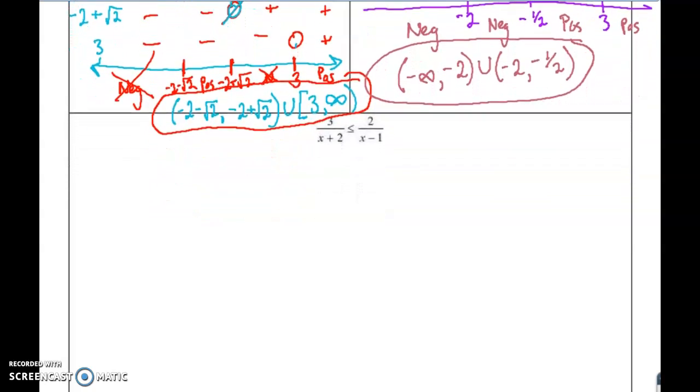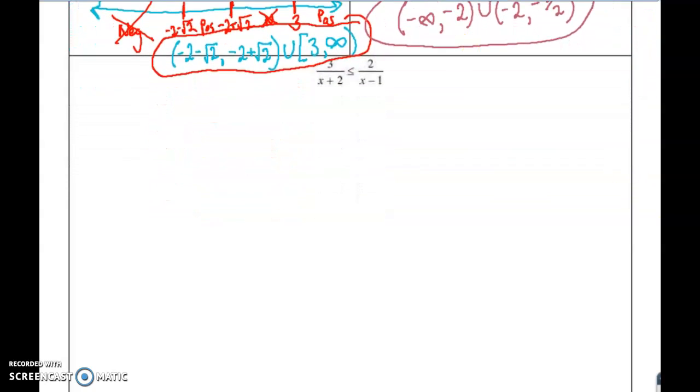Now we have one more hiccup in this lesson, and that hiccup is this type of problem, and my first step is actually very important. I'm going to leave that 3 over x plus 2 alone, and I'm going to subtract 2 over x minus 1 to the left side. And the reason why is I want to get it in relationship to 0.